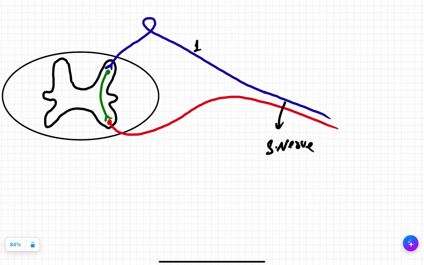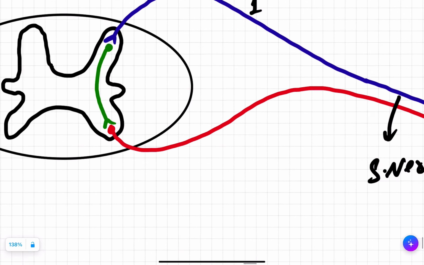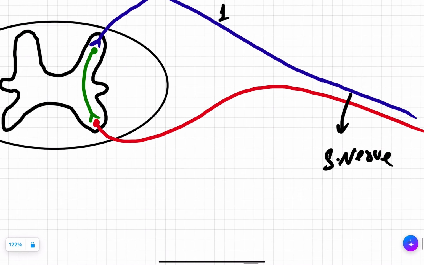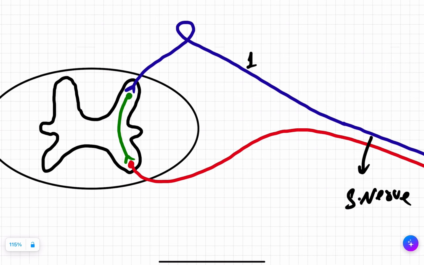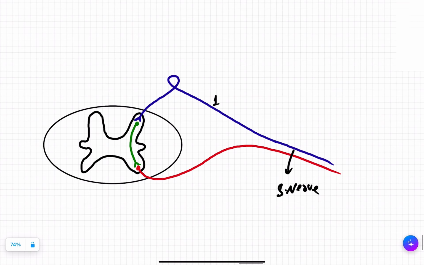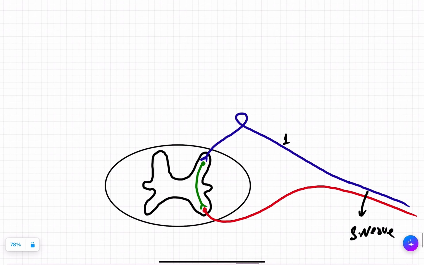This was your first order neuron that is carrying the sensation or the sensory impulse. This is your interneuron, which is carrying the information from the posterior to the anterior horn. And then there is your motor neuron, which is carrying the motor impulses. Got it? If this was only a two neuron reflex, then there would be no interneuron, and the sensory and the motor neurons would have been connected by themselves.